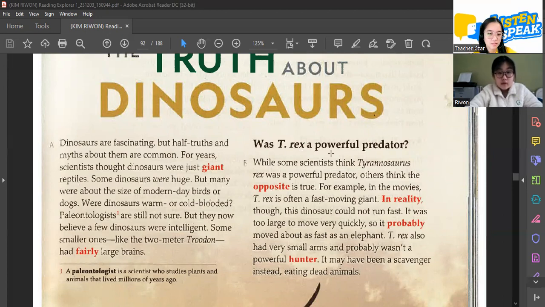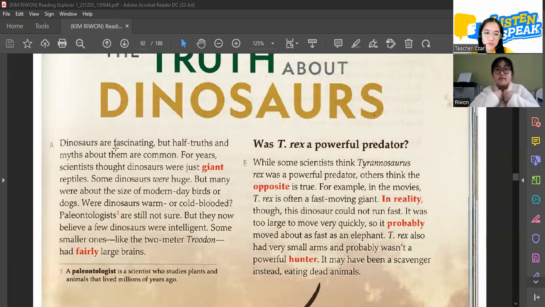Were dinosaurs warm or cold blooded? Paleontologists are still not sure, but they now believe a few dinosaurs were intelligent. Some smaller ones, like the two-meter Troodon, had fairly large brains. Okay. So here, as you can see, dinosaurs are so fascinating.